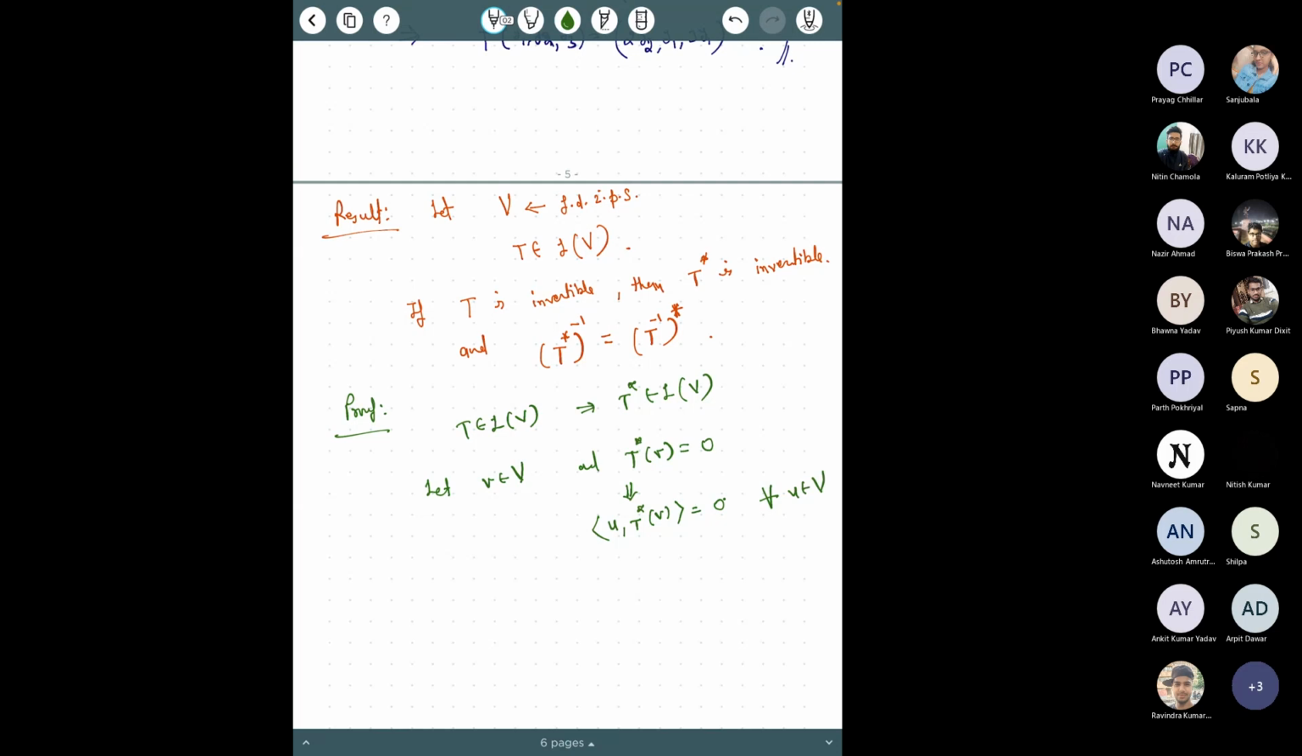Now, can you tell me what would be the next step? Yes, it is the inner product of Tu and v. This inner product would be 0 for all u in V. Now, can you tell me how to conclude from here that v is 0? Here u is free, so this expression is true for all u. I should choose u in such a way that it gives me what I want, that is, v is 0. So what should I choose?